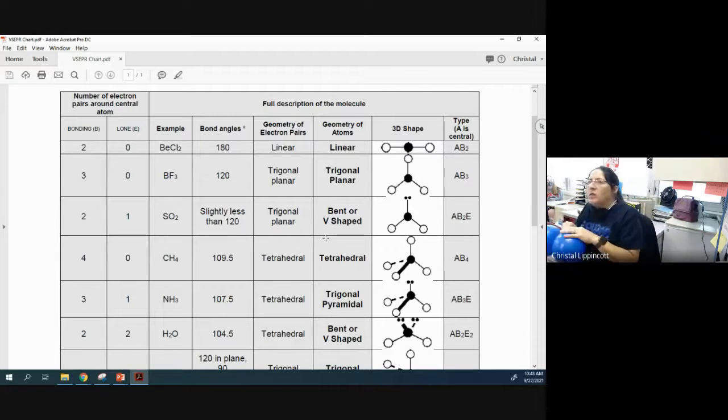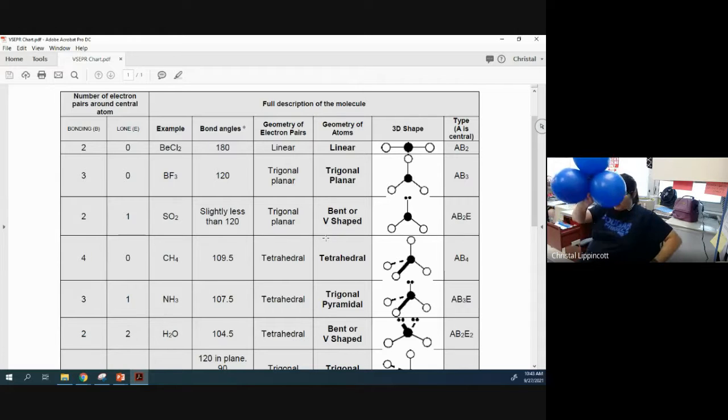Okay, then we've got trigonal planar. So trigonal planar, when you have trigonal planar, what does planar mean? You're all in the same plane, okay? So if you've got three things in the same plane, they're going to look something like this, okay? And what's the angle between here and here? 120. It's 360 divided by 3. So that one's easy.